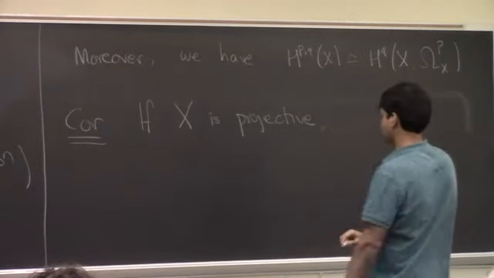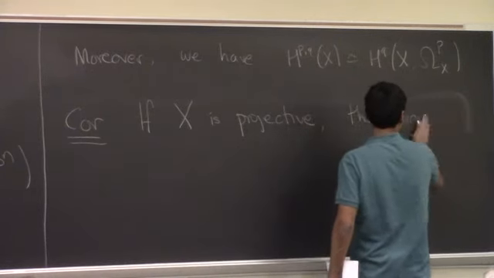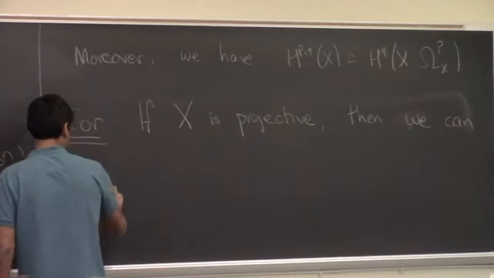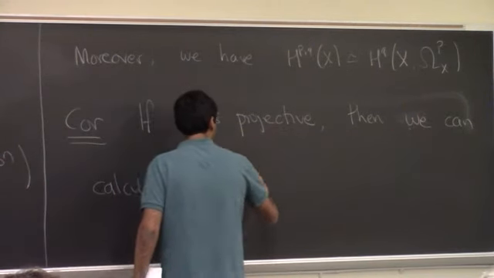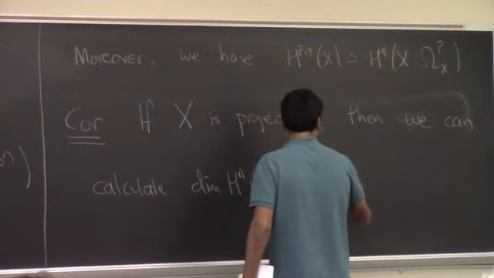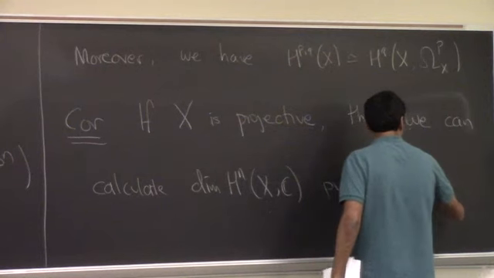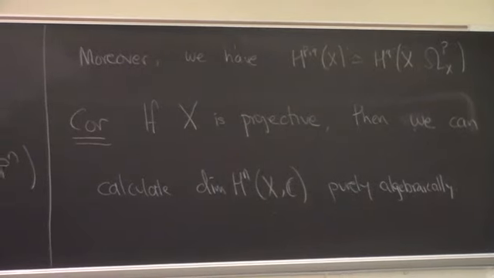And so one offshoot of this is that if X is projective, then we can calculate the Betti numbers, so the dimensions of the left-hand side, purely algebraically. By this I mean in terms of the equations that define X. You don't have to think about how you would normally calculate singular cohomology, which would involve, for example, choosing a triangulation of your space and computing some kind of cellular homology.